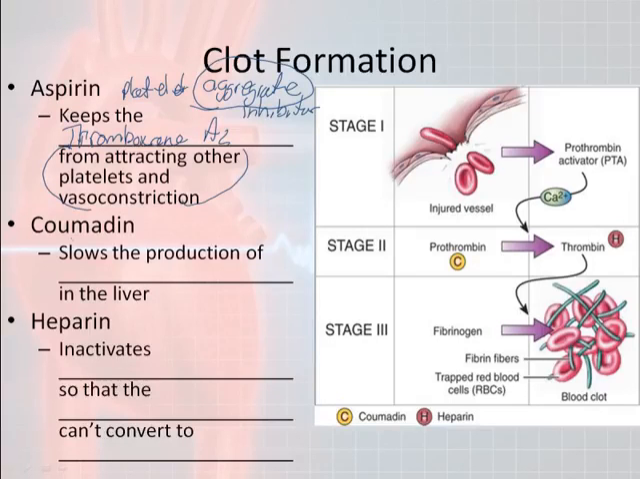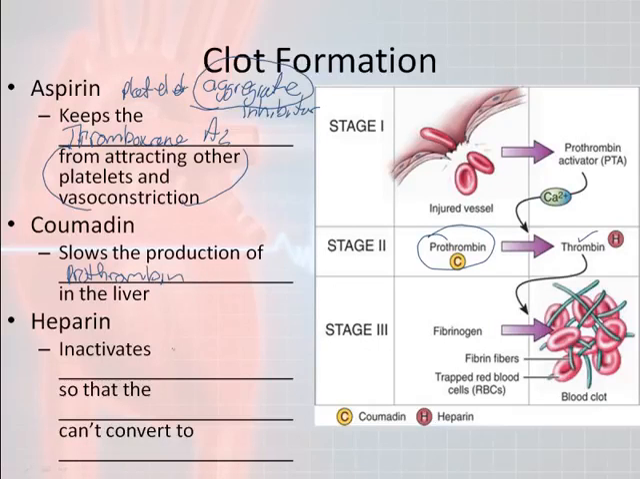Coumadin, on the other hand, is another medication also called warfarin. Coumadin slows the production of prothrombin in the liver. So if you have less prothrombin available to you, it doesn't matter how much thrombin you have. You could have tons and tons of thrombin, but if there's not a lot of prothrombin available to convert, then you're going to have a very slow building of a clot.